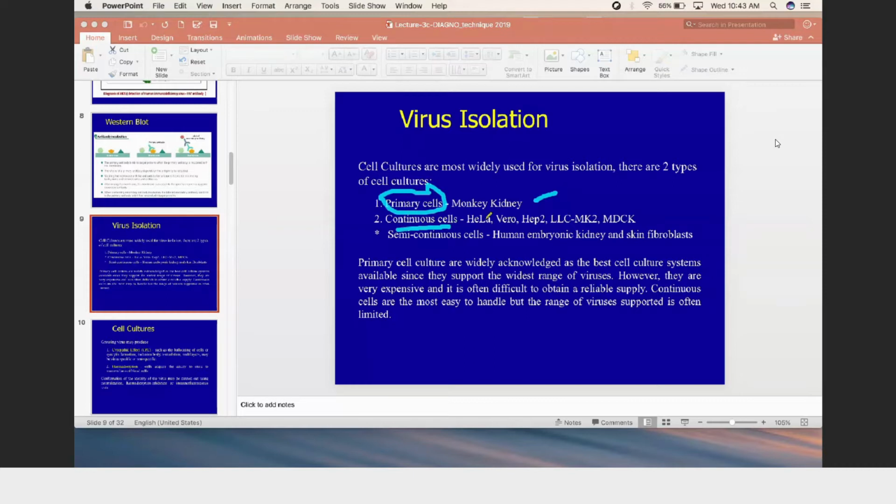And then the origins of the cell can be from many species. HeLa, human. Vero, monkey. SCP2 from human. MK for monkey kidney, monkey cell. MDCK is actually a canine cell, C for canine, Madin-Darby canine kidney cell. So it is not the issue if you use a continuous cell line.